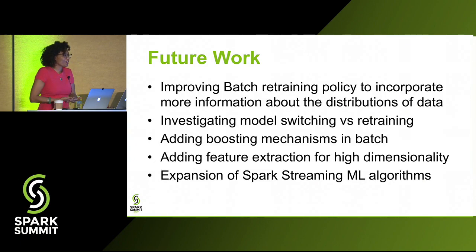Some additional future work is improving the batch retraining policy to incorporate more information about the distributions of data. In this initial version, I make very limited assumptions about the distribution, because in a real-time setting, you may or may not know very much about an underlying distribution. But with stock data, there are some underlying distributions that you can make assumptions on and build from, and not just use discriminant analyses or predictions. And then I want to investigate model switching versus retraining. Do we see a significant enough improvement in performance to account for the latency that you would incur with model switching? And how do we minimize that latency?